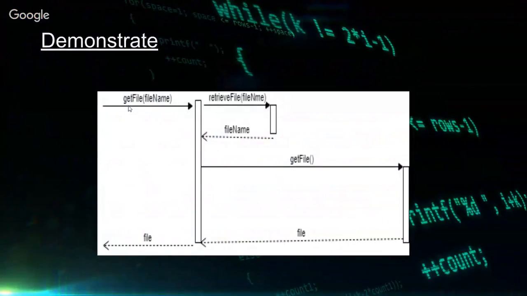Here's a diagram that we created. It gets a file with a file name, and then it retrieves the file, and then it shows the flow of that file name coming back to get the file. And then we use the get file function to come back and bring the file for proper use.